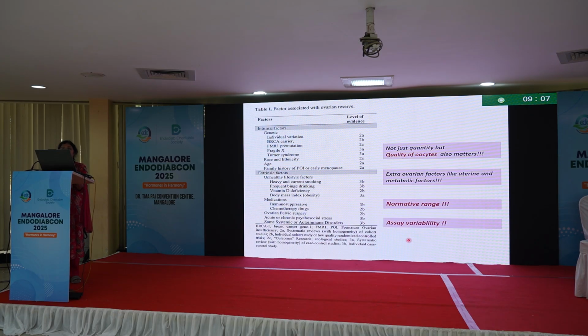So why doesn't it do that? The answer is that it's not just the quantity of oocytes which determines fertility, but also the quality, which probably is not reflected by AMH. There can be other factors also, extra-ovarian factors like uterine, metabolic, and other factors which can affect fertility.